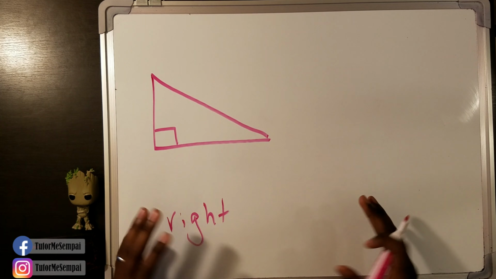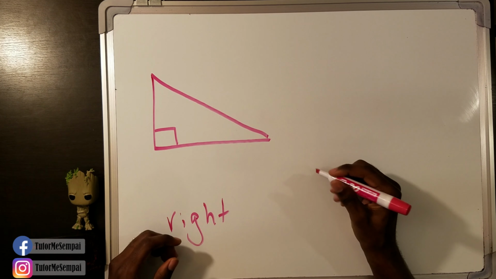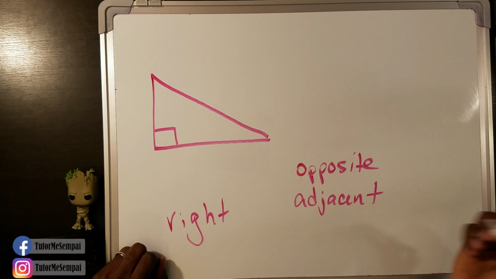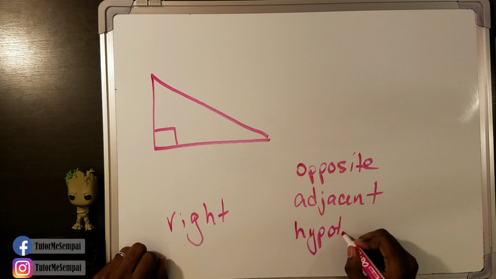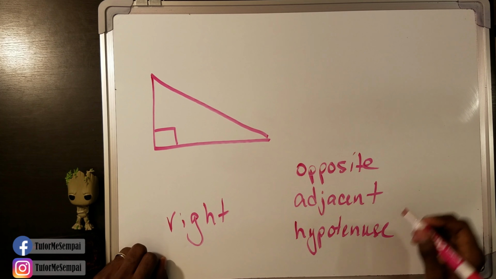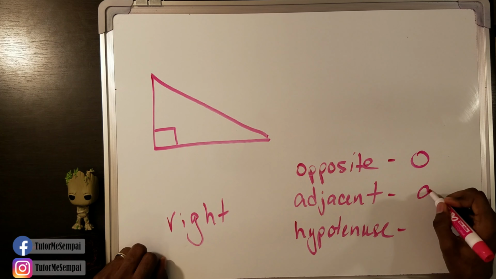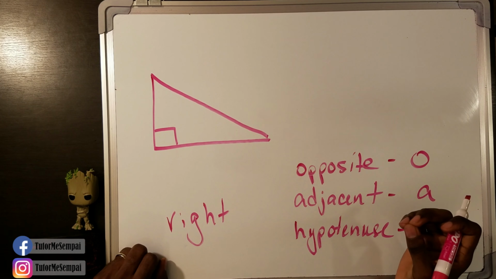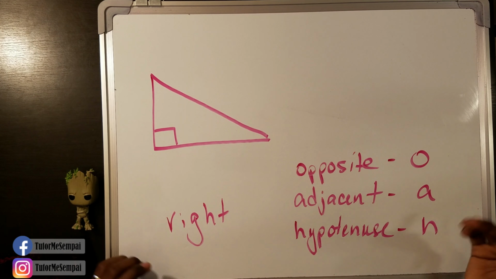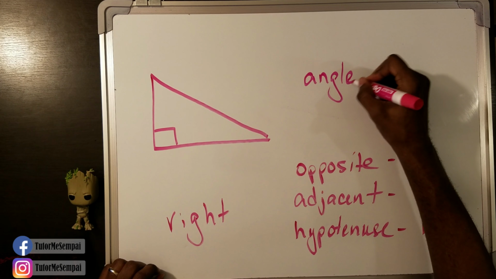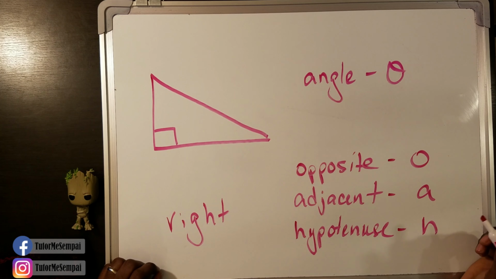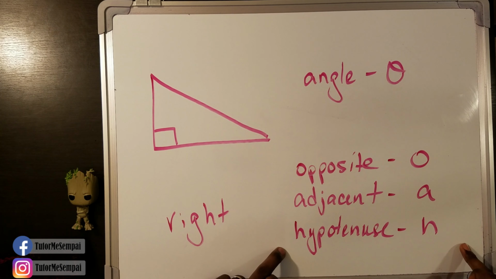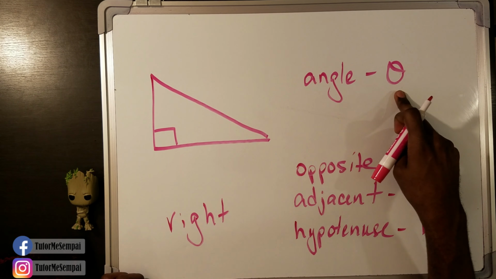The next thing we're going to have to do is label the sides. We're going to have three different types. We're going to have an opposite side, an adjacent side, and a side called the hypotenuse. Those are the three different labels we're going to be giving, and I'm going to give them shorthand O, A, and H, so I don't have to keep writing that out. And we're also going to have an angle, which we're going to label with a theta. So we have a right triangle, we have three sides, opposite, adjacent, hypotenuse, and we're going to have an angle theta. Now we have all the makings.